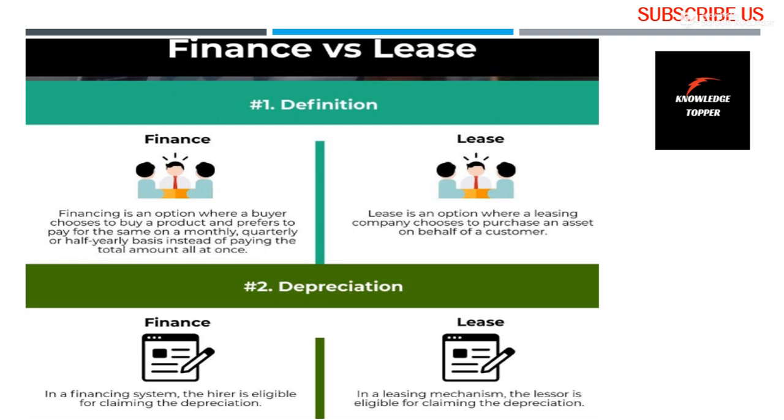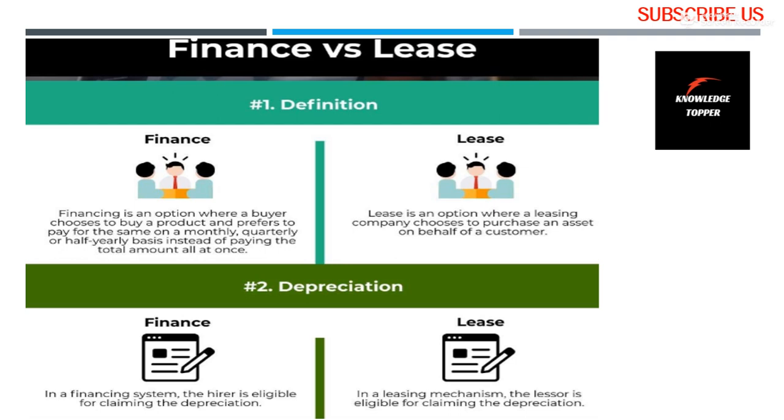First of all, we will look at the definition of both our terms, finance and lease. Then we will look at our further key main differences between finance and lease. So if we talk about from the perspective of finance, financing is an option where a buyer chooses to buy a product and prefers to pay for the same on a monthly, quarterly or half yearly basis instead of paying the total amount all at once. And if we talk about from the perspective of lease, a lease is an option where a leasing company chooses to purchase an asset on behalf of a customer. Okay, so this is our first difference.